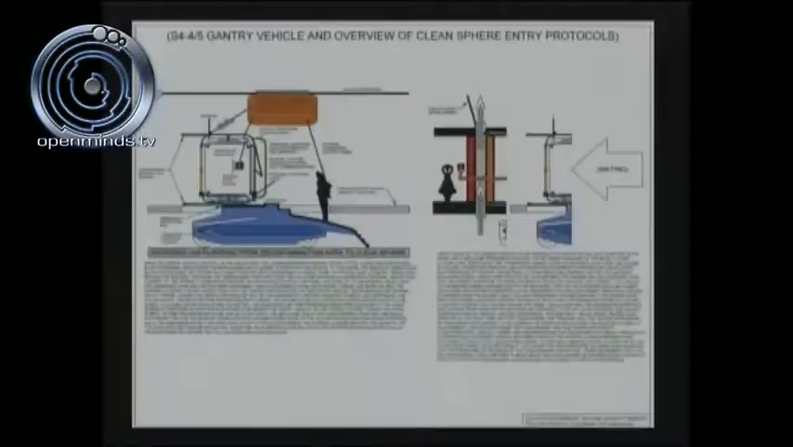So what does this thing actually look like? Before you get into the clean sphere, there's multiple protocols that have to be followed. This is the entire layout of the protocols. The 4-5 gantry vehicle and overview of clean sphere entry protocol. So you've got the totally encapsulated suit that you have to contend with. You have to have a positive pressure environment in that suit, and the umbilical cords that take place at this stage are integrated into the clean sphere.